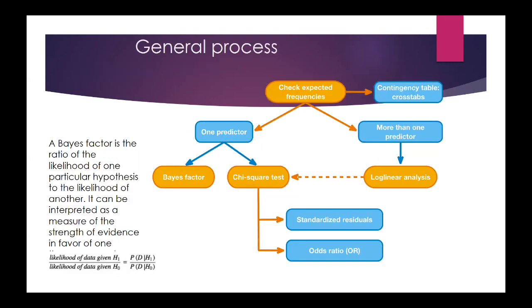This is just a visual understanding of the process of a chi-square, just to give you another look at it. Again, we're checking our expected frequencies. If we have one predictor, all we're going to do is run a chi-square. We're going to look at our standardized residuals and then our odds ratio. If we have more than one predictor, we're going to do our log-linear analysis, by the end of which we run our chi-square as usual, looking at our standardized residuals and then our odds ratio.